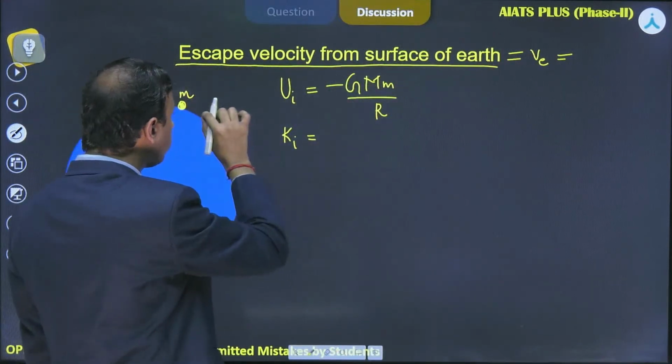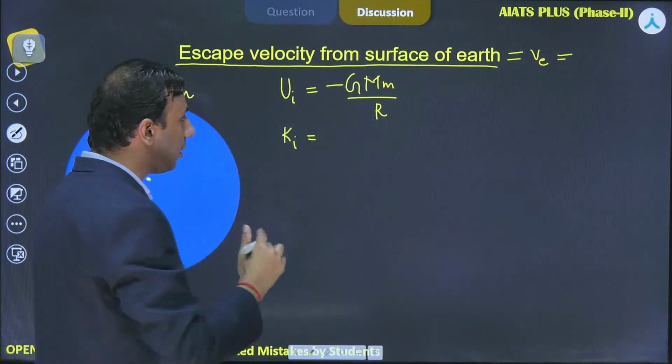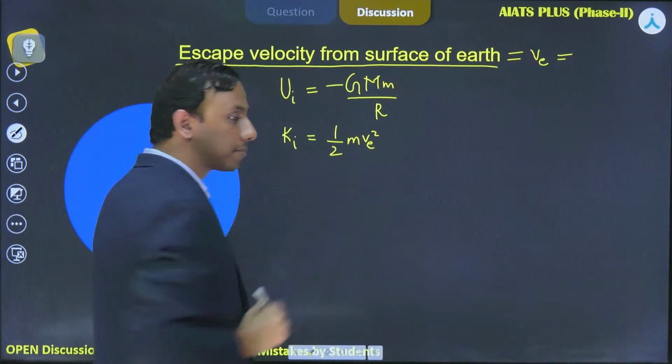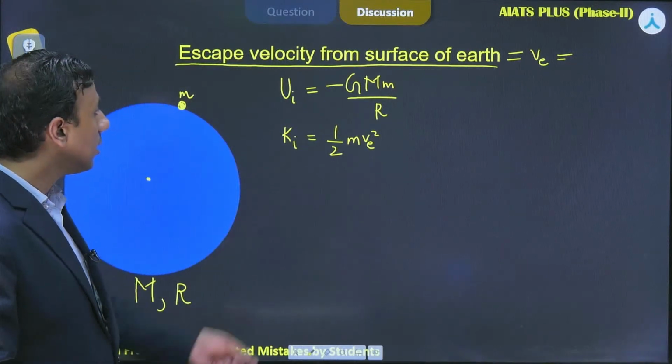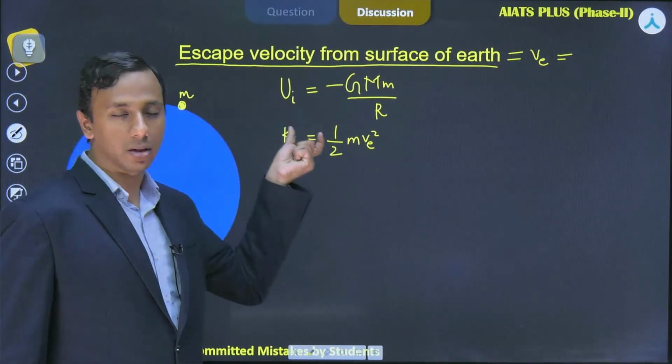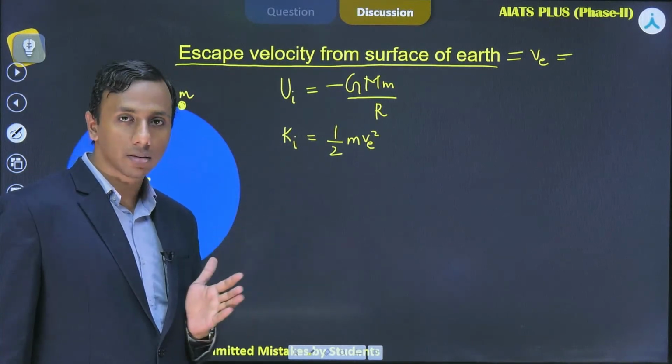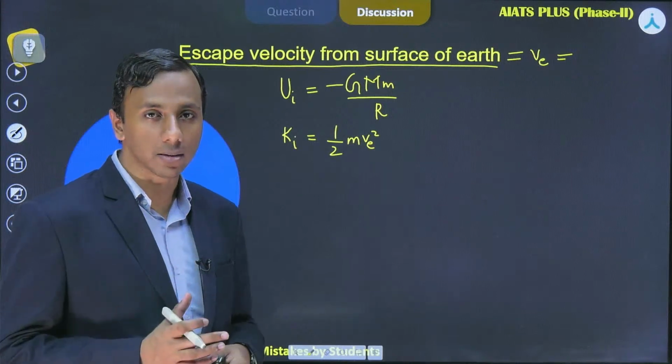So let's say initial speed VE is given. It has a speed VE. So what will be its kinetic energy? Half mv square, okay? And remember, this is the minimum velocity which this body has to have to escape the field of the Earth, all right?